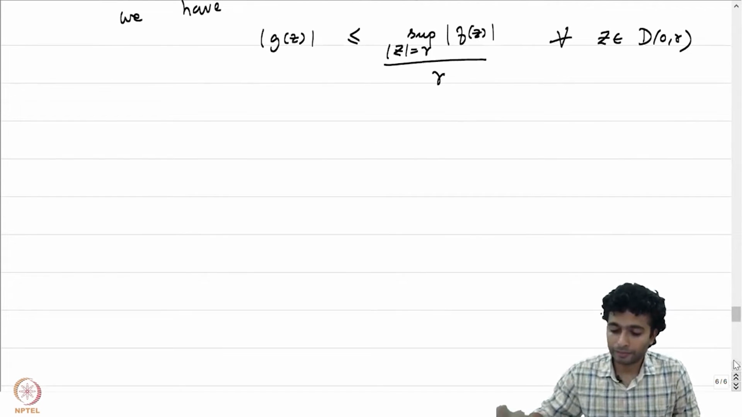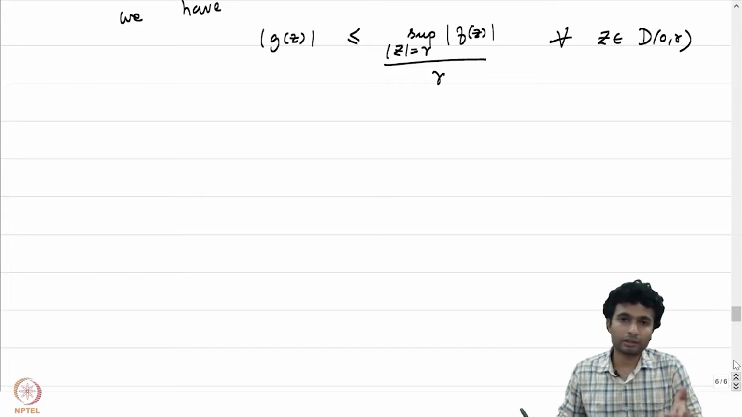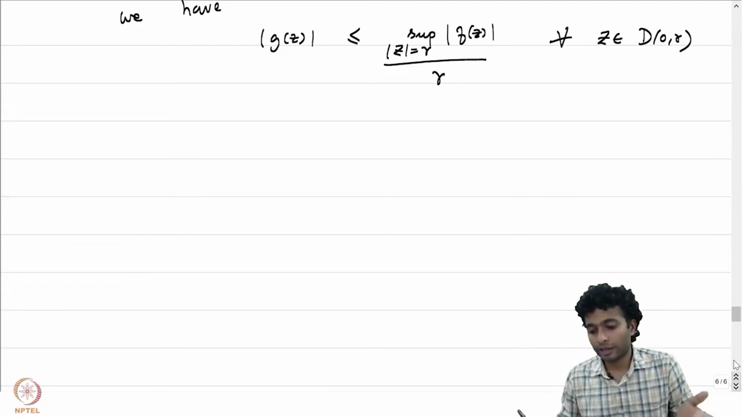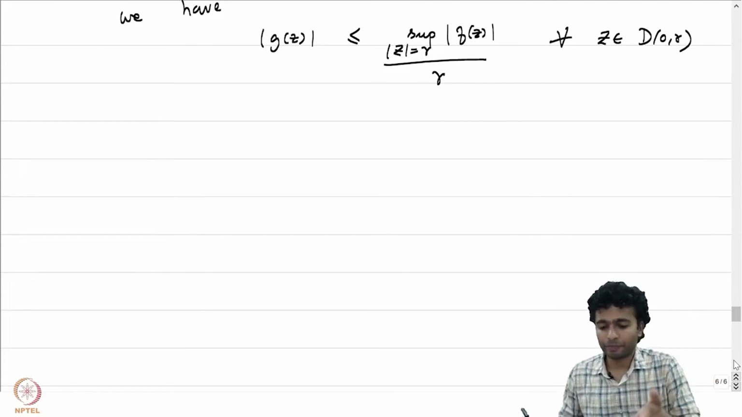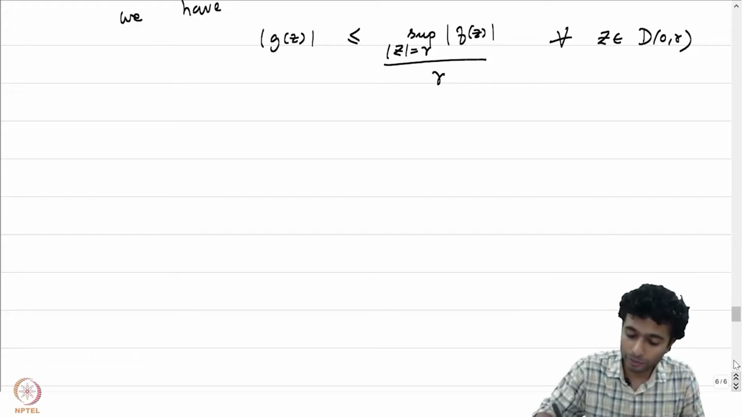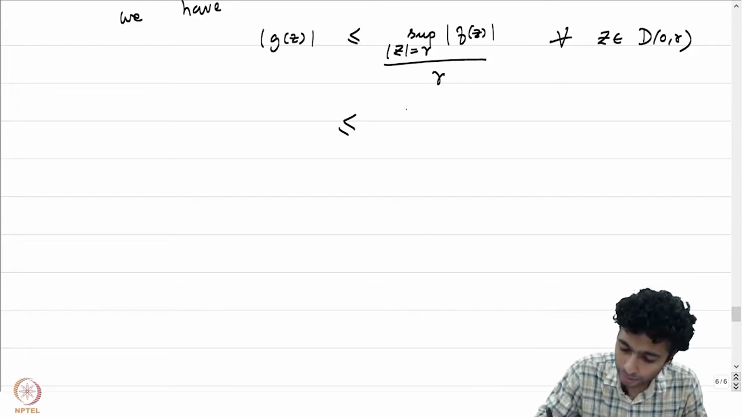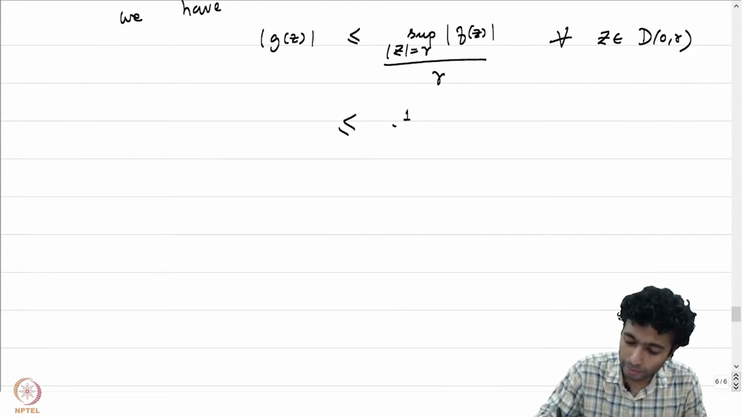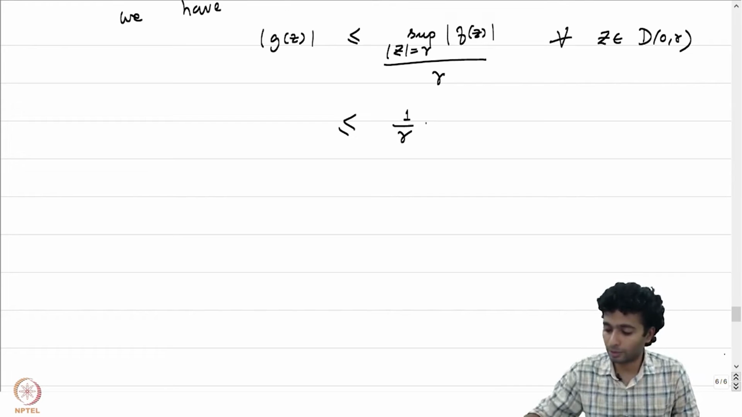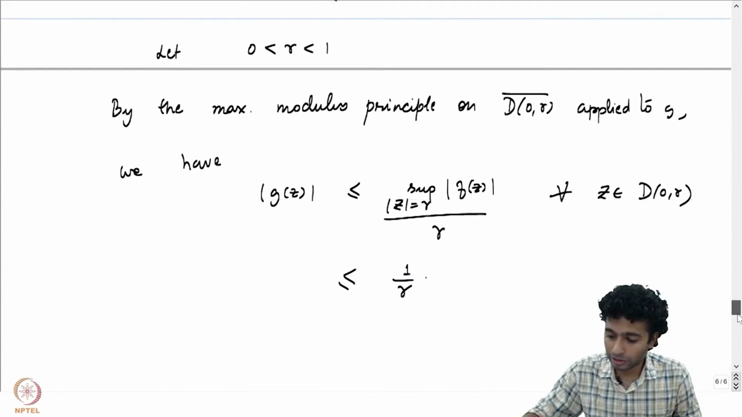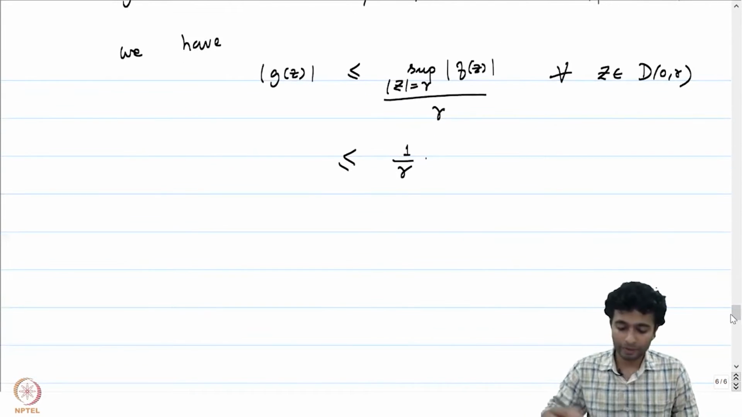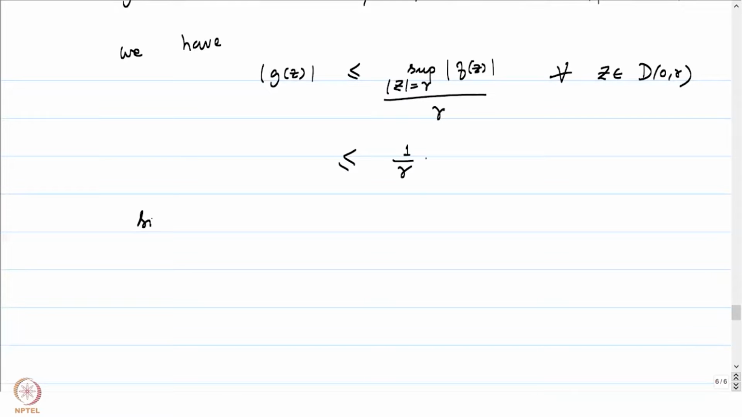And we know that since the function f takes the unit disk to itself, |f(z)| is certainly less than or equal to 1. So this is less than or equal to 1 by r. And that is true for all z in D(0,r). This inequality is true for all r less than 1.